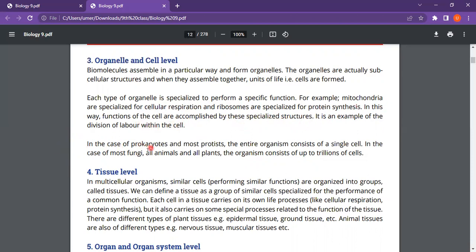In the case of prokaryotes and most protists, the entire organism consists of a single cell. In the case of most fungi, all animals, and all plants, the organism consists of up to trillions of cells.